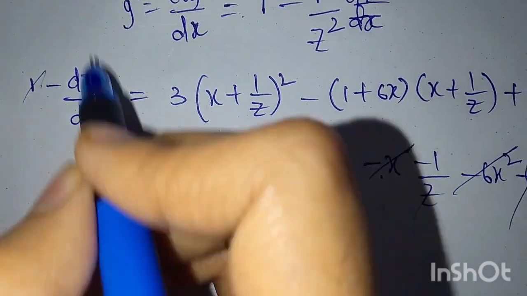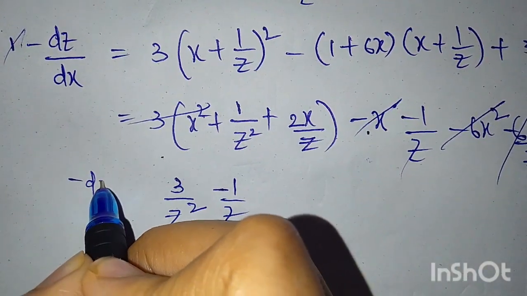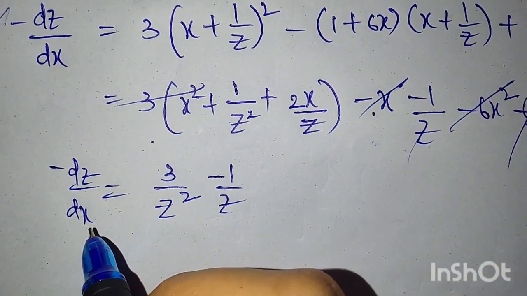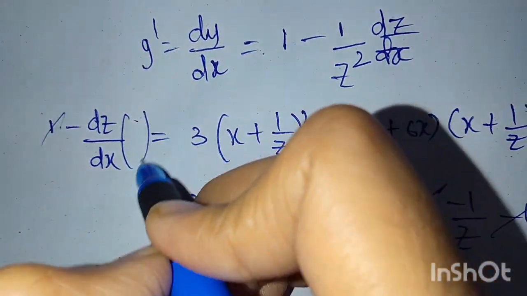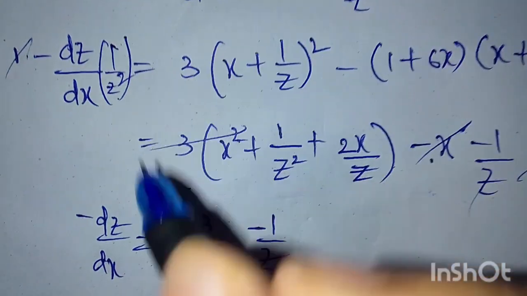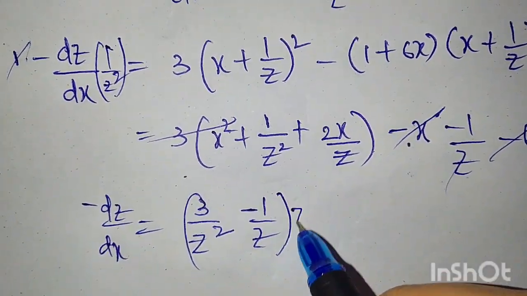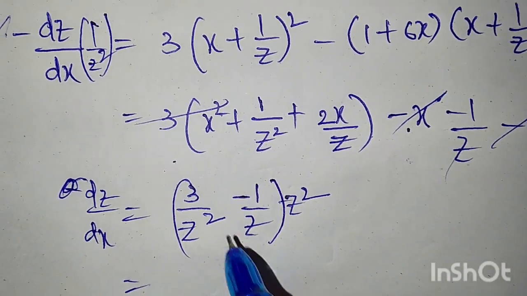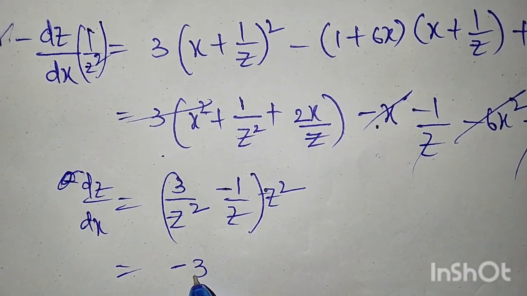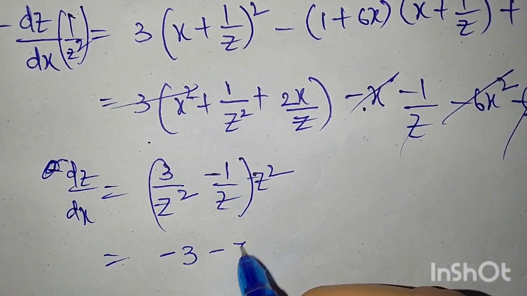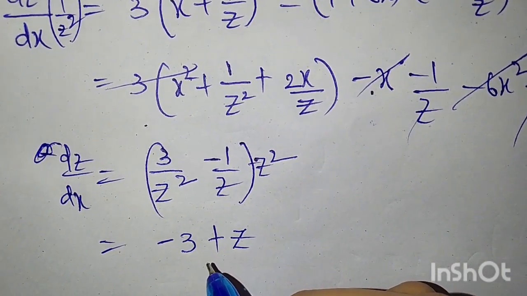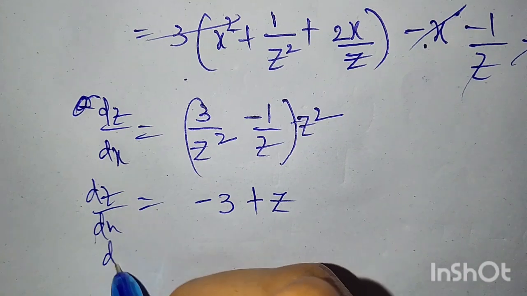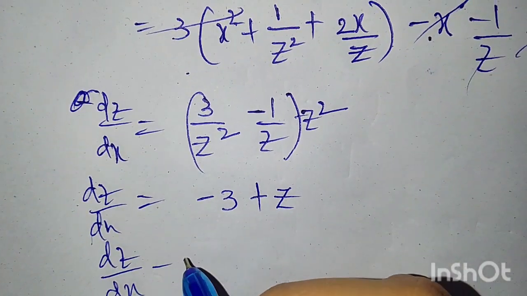So if I multiply, okay, here 1 by z square is there, no? So if I multiply this side, I'll multiply with minus. So this will become minus 3 minus z plus z. So I can write it as dz by dx minus z is equal to minus 3. This is linear in z, right? P is minus 1, q is minus 3.